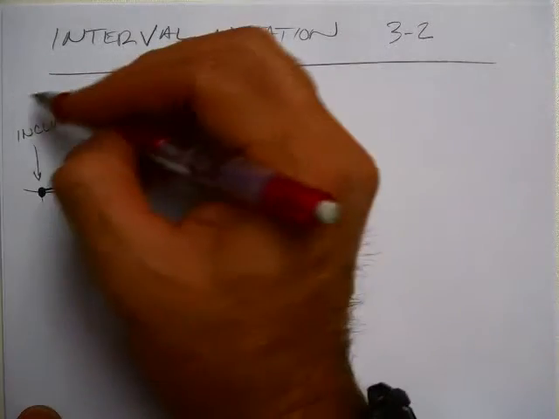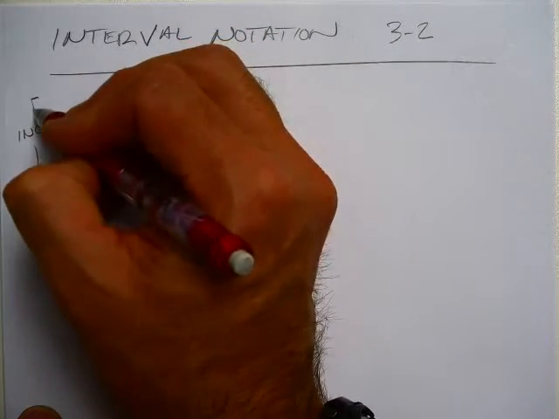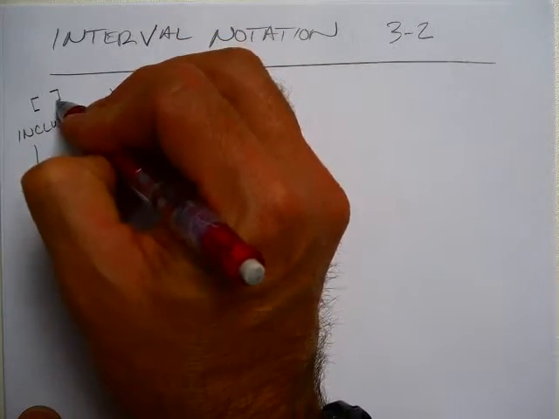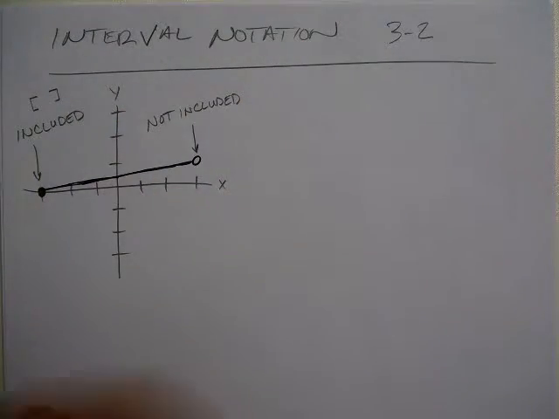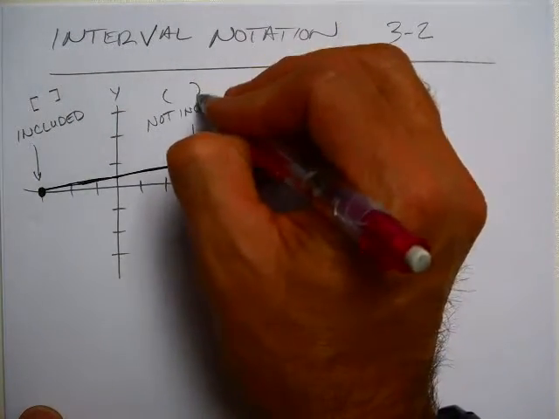So we use some different symbols for that. Included, we'll see how these work in just a minute, we use brackets. Not included, we use parentheses.